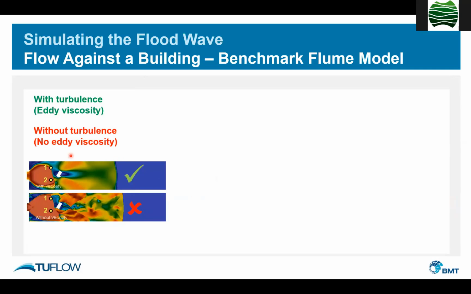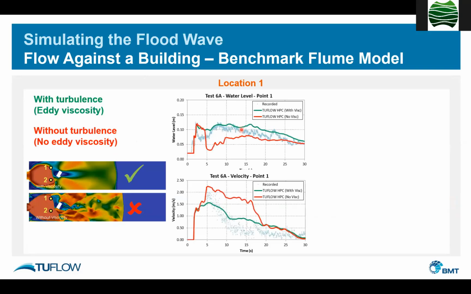So if you just look at the two gauges that they had to monitor the position of that hydraulic jump, 1 and 2, and we compare the results, we have here the top graph is water level, the bottom graph is velocity, and the light blue shading is the measured values. The green line is with eddy viscosity in the equations turned on. So you can see here it's still not perfect of course, but it's giving a better representation of gauge 1 over here than the red line, which is without eddy viscosity.